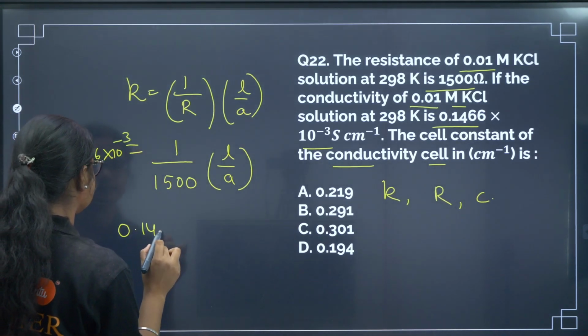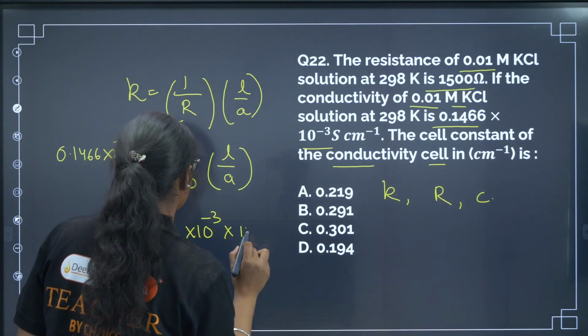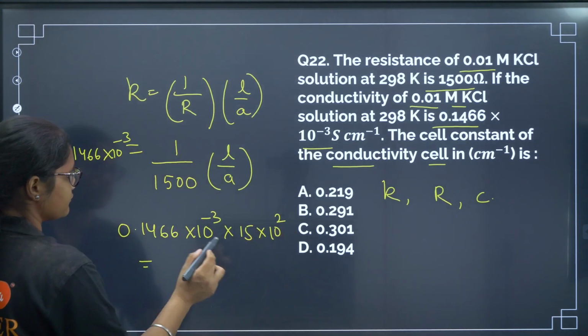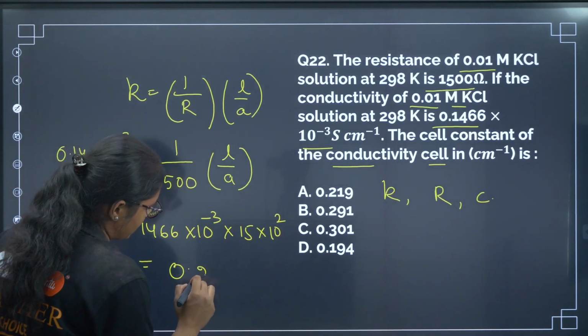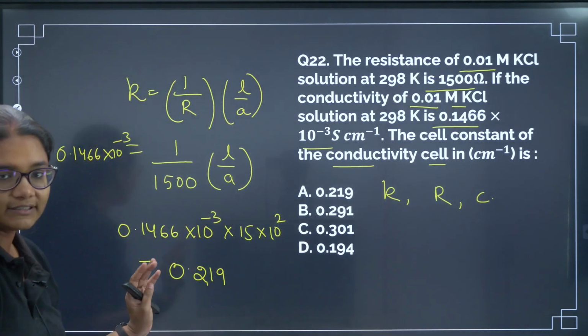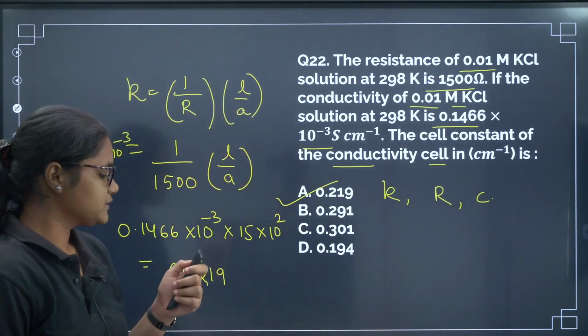So we have into 10 to the power of minus 3 into 15 into 10 to the power of 2. 1500 I can write like this. So if you solve this, we'll get the correct answer for this question, which is option A. Okay, 219, you can solve it and check. So this is also a direct formula based question.